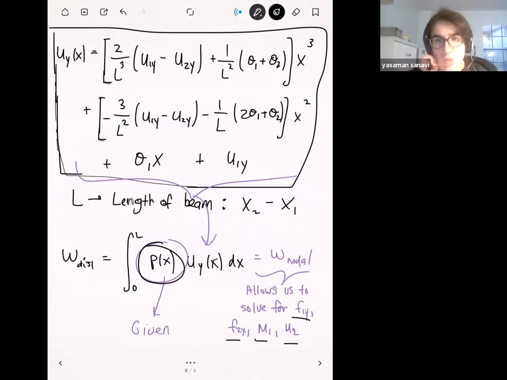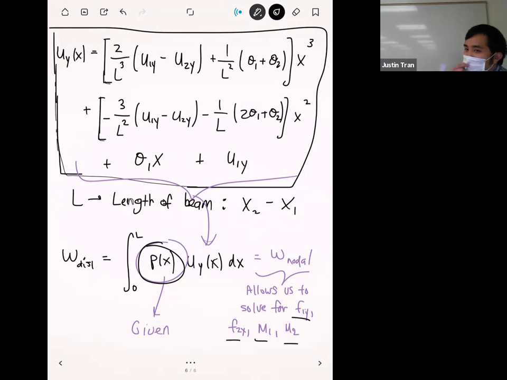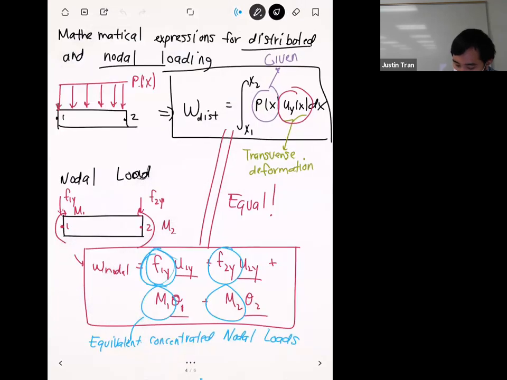So my question is, in order to solve for this large polynomial, do we need u1y, u2y, theta 1 and theta 2? We need numbers to put there, but we have not solved the whole system yet. You're right, that's a good point. I'm keeping them as u1y, u2y here because we just need them as symbols, because remember the expression that we had for w nodal was in terms of u1y, u2y, theta 1, theta 2.